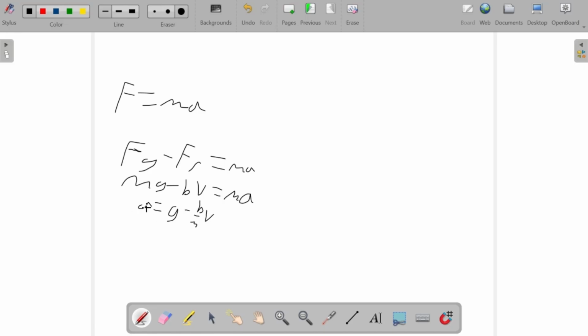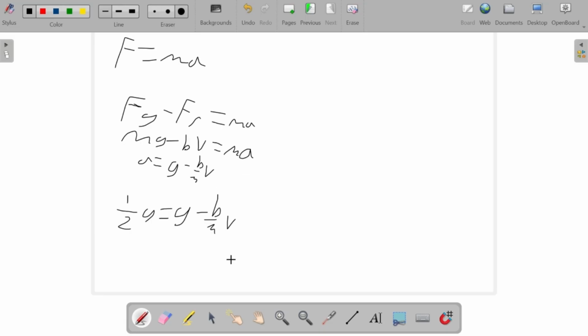And we're looking for when this a value equals 1/2 g. So we can just plug that in. 1/2 g equals g minus b over m v. I'm sure you can see how we do this already. So we get minus 1/2 g equals minus b over m v. Now we get v is equal to m over 2b times g.